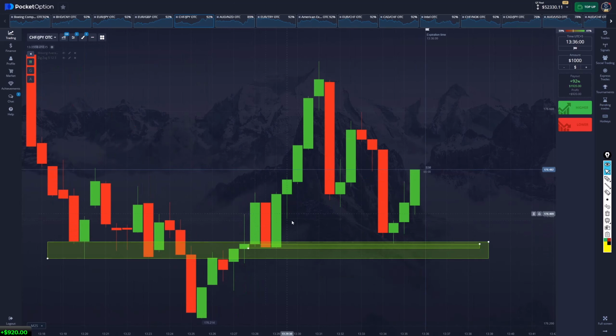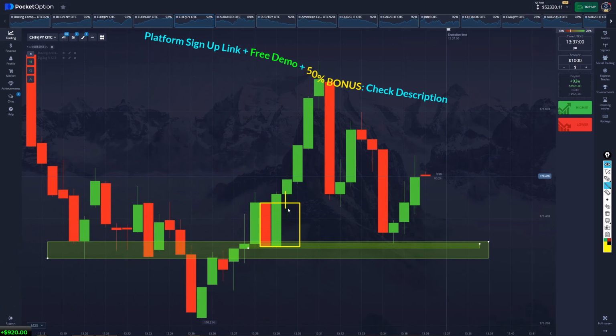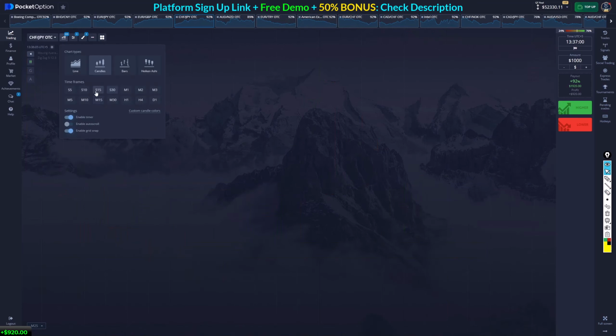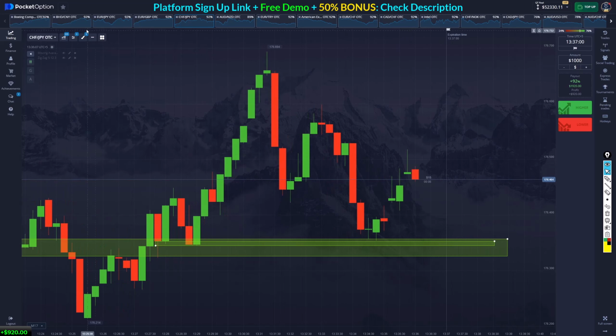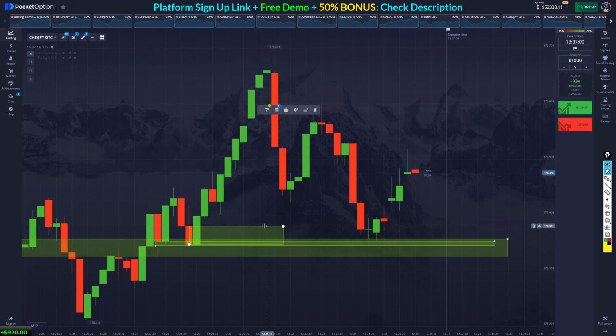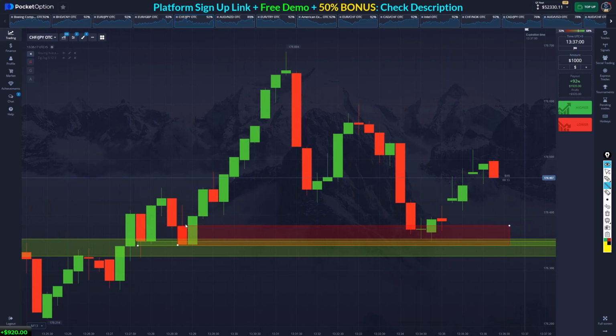So inside of this ABC, I have to look for a fresh demand. Do you see any fresh demand inside of this? No. We see a demand right here, but it's not fresh. You see this shadow inside of it? Go to lower time frame. In 15 seconds, we see a fresh demand area which doesn't have any shadow inside of it. Okay, I'll make it red. This is a fresh demand for us, and there's no shadow inside of it.